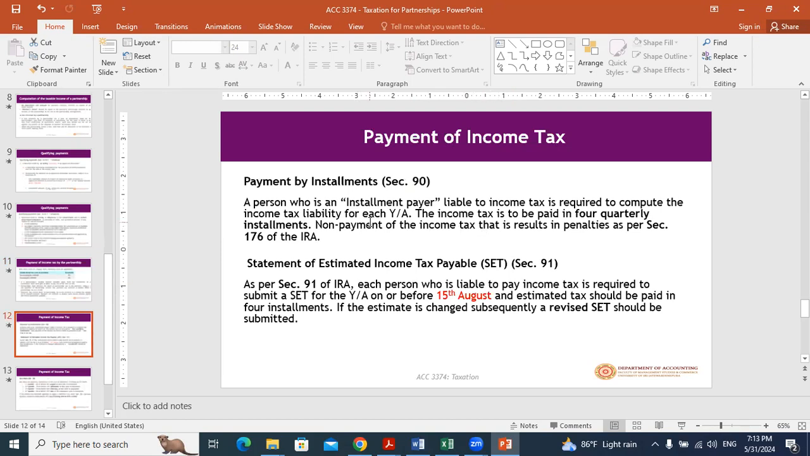So payment of income tax. These are, say, quite similar. A person who is an installment payer.